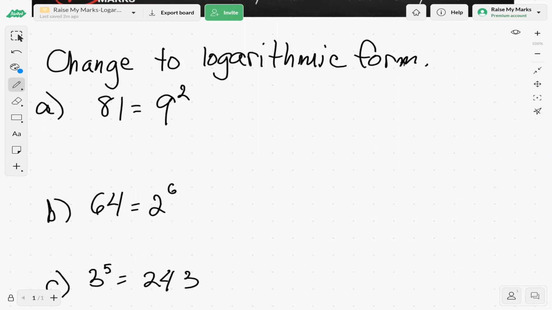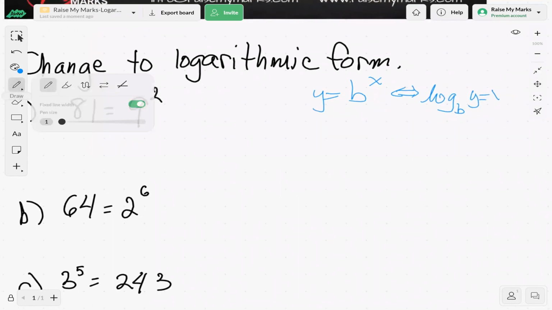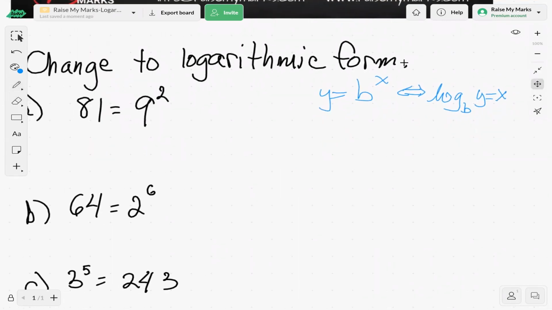So what is that relationship? So y equals b to the power x. This is equivalent to log base b of y equaling x. Good. So now we need to apply this to our situation, 81 equals 9 squared.